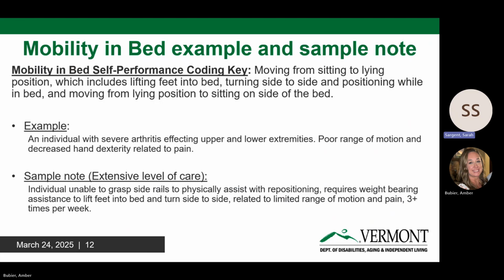Example: an individual with severe arthritis affecting upper and lower extremity, poor range of motion, and decreased hand dexterity related to pain. A sample note of extensive level of care. An individual unable to grasp the side rails to physically assist with repositioning, requires weight-bearing assistance to lift feet into bed and turn side to side, related to limited range of motion and pain 3+ times per week. Next.